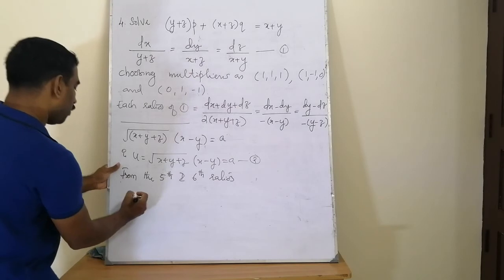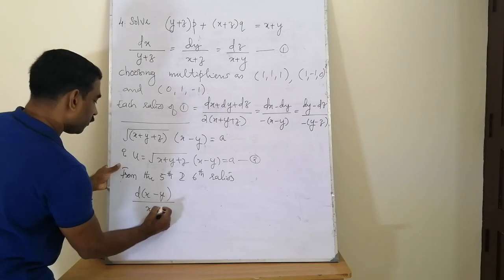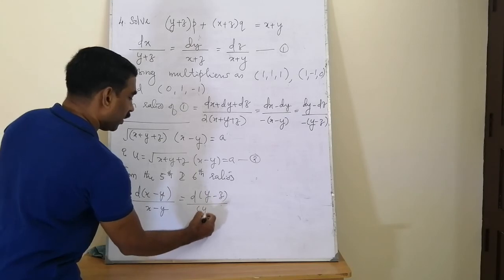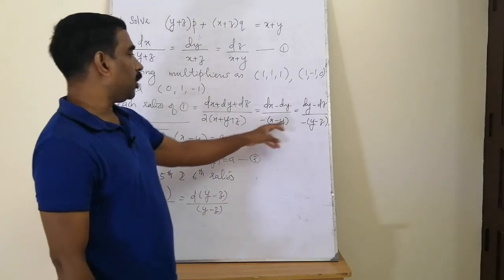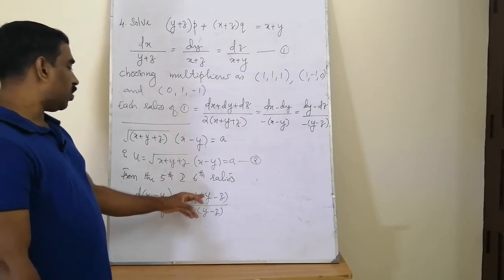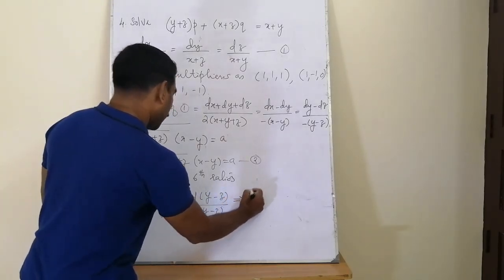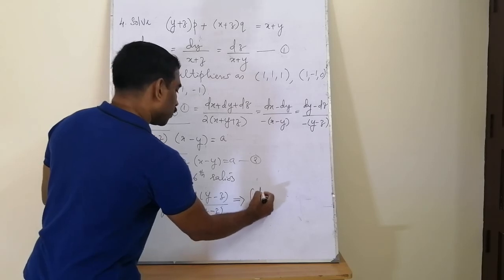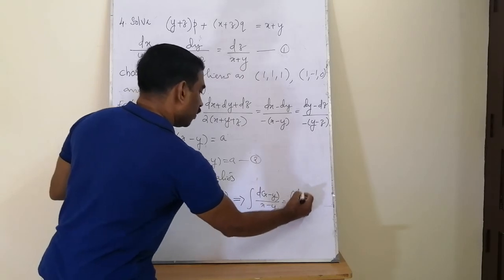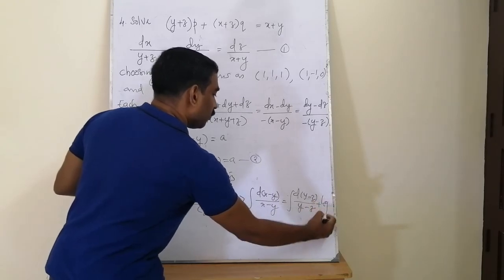we have d of x minus y divided by x minus y is equal to d of y minus z divided by y minus z, because that negative sign in the denominator is a common factor. So we are cancelling that. So d of x minus y by x minus y is equal to d of y minus z by y minus z. That is a direct integral format. So on integration this will give integral d of x minus y by x minus y is equal to integral d of y minus z by y minus z plus log b.